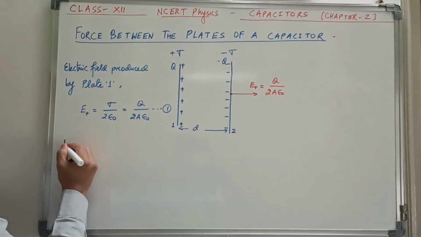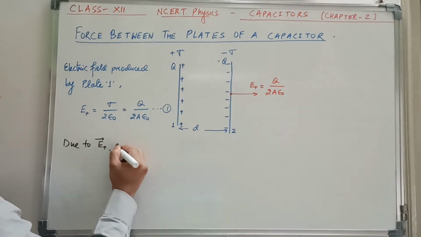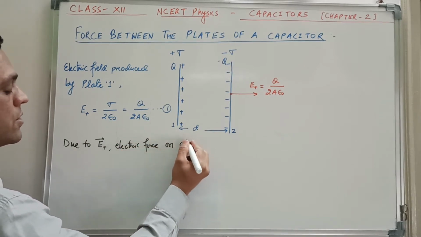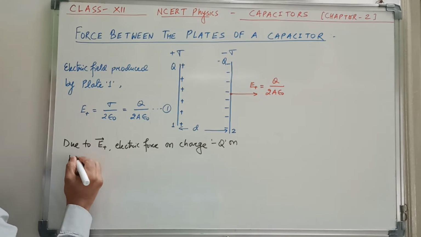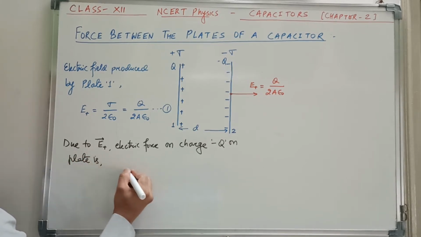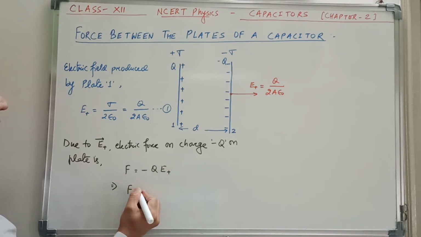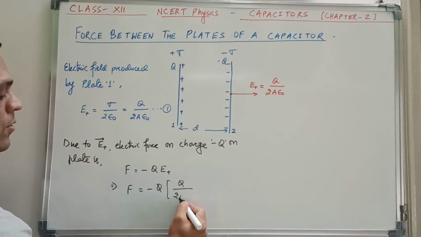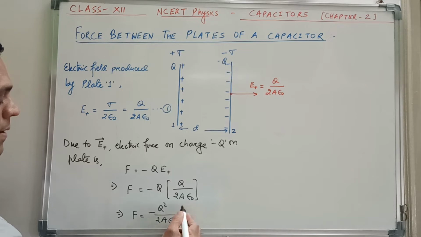So due to electric field E plus, the electric force on charge minus Q on plate 2 is F is equal to minus of Q into E plus. This becomes F is equal to minus Q into Q upon 2A epsilon 0. So this will become F is equal to minus Q square upon 2A epsilon 0.